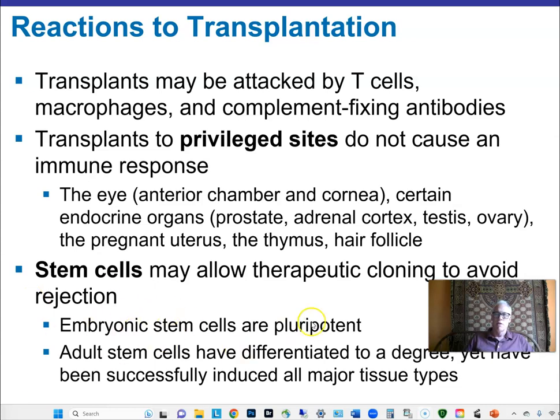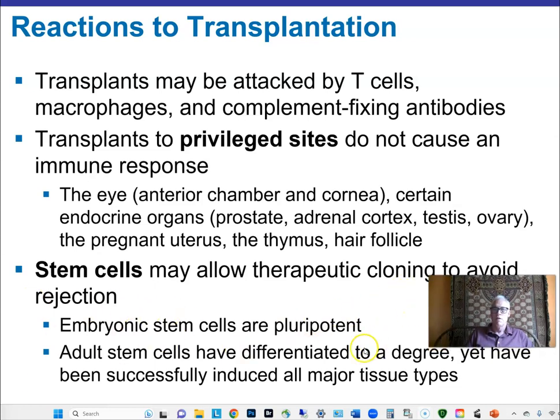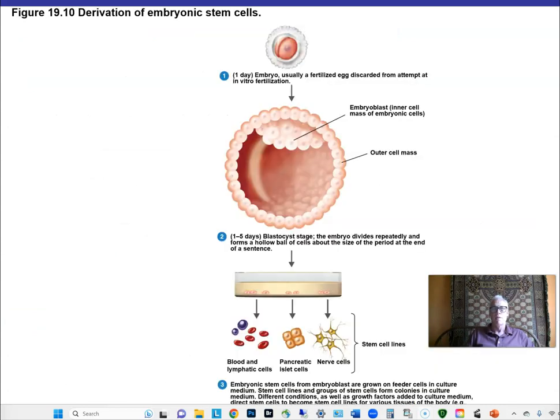But adult stem cells have also been found to be inducible. Induced pluripotent stem cells are stem cells produced from adult cells that have been guided by introducing certain genes, causing them to express certain genes that make them act like embryonic stem cells to a degree.